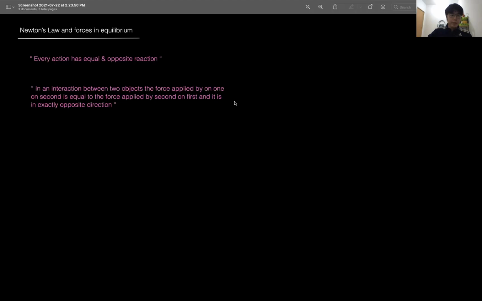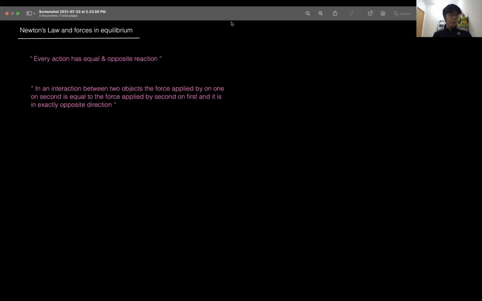Right, so we'll start with Newton's laws and forces in equilibrium. Now, three laws. First, the law of inertia: if something is moving, it will continue to move, and if it is at rest, it will continue at rest, only if there is no external force.